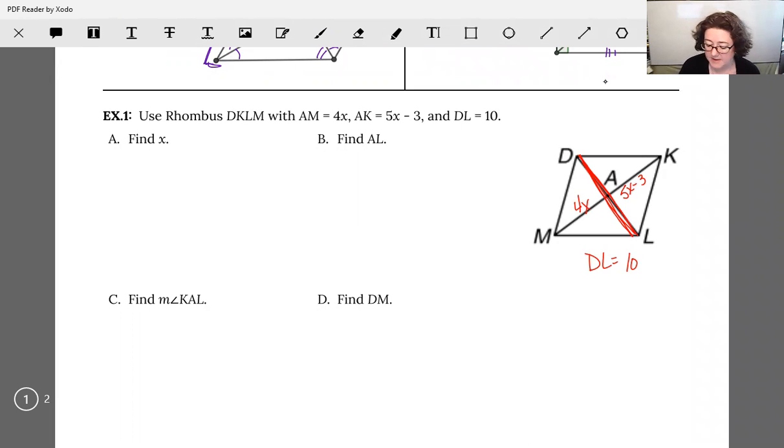So let's go ahead and label that. That means all the pieces would also have to be 5. So let's go ahead and start looking for things. First thing it wants us to solve for is x.